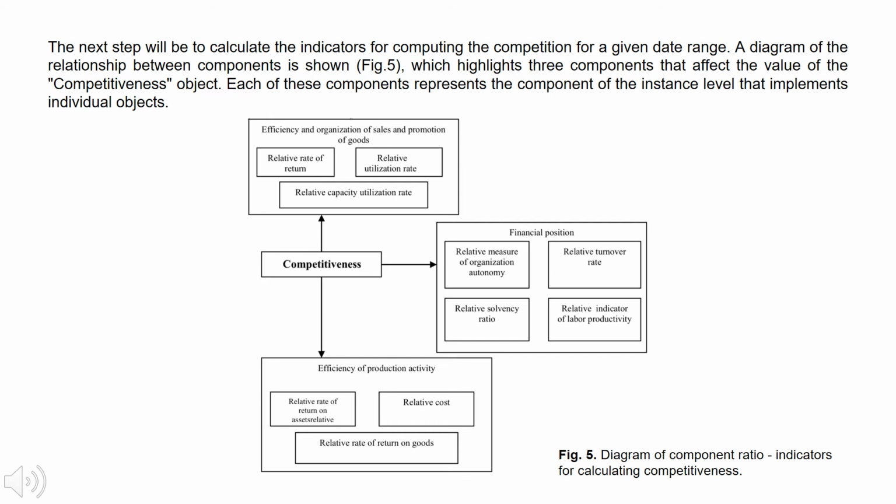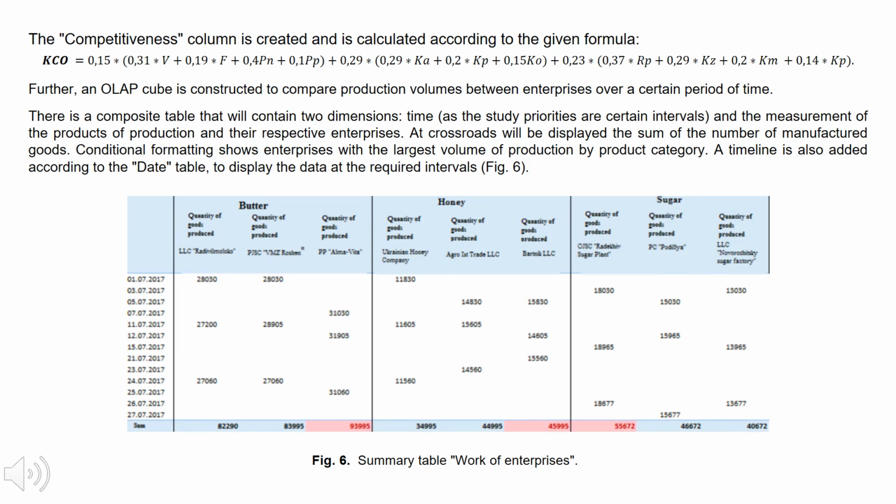A diagram of the relationship between components is shown, which highlights the three components that affect the value of the competitiveness object. Each of these components represents the component of the instance level that implements individual objects. Figure 5. Diagram of component ratio. Indicators for calculating competitiveness. The competitiveness column is created and calculated according to the given formula.